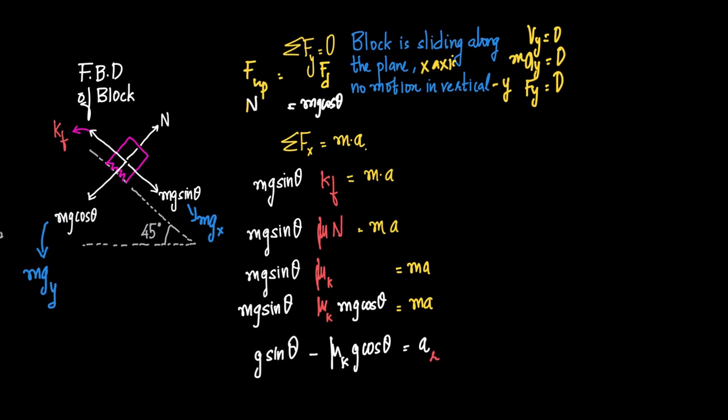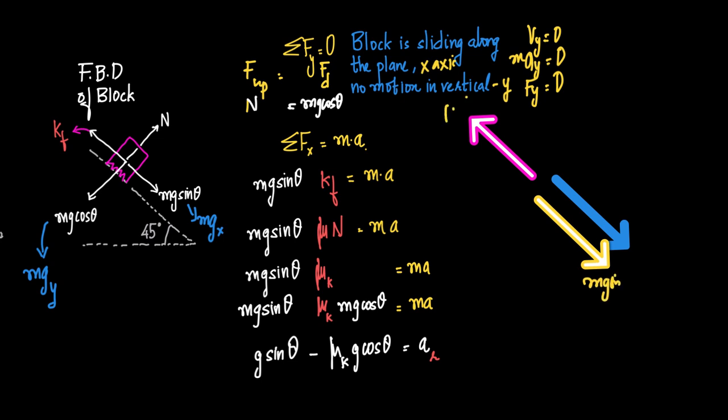So say the net direction of motion is along the plane, right? Kinetic friction is acting against it, mg sin theta is acting along it, right? So we have mg sin theta along it, whereas kinetic friction is against it. So against the net direction of motion, we will take it to be negative.